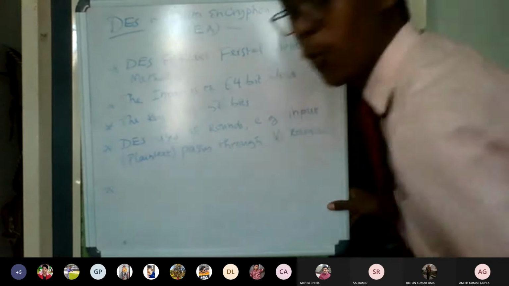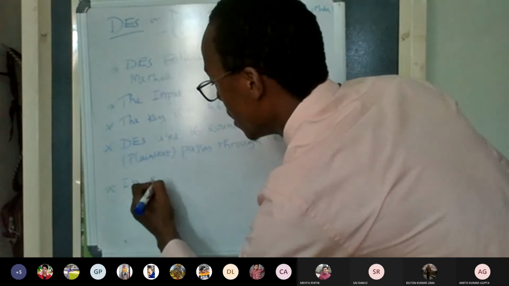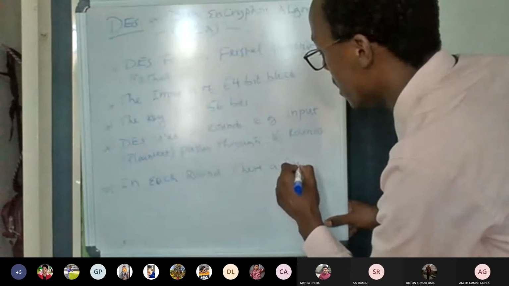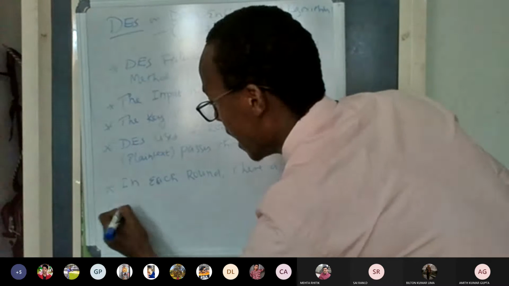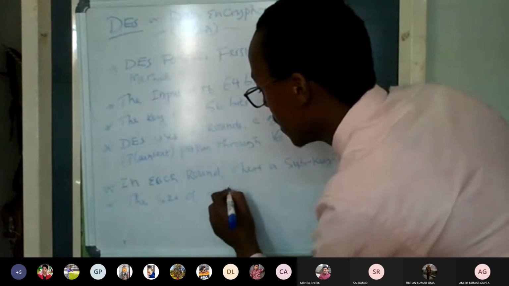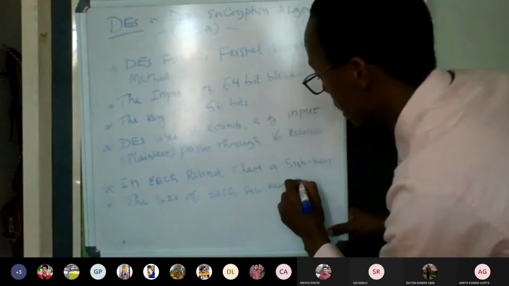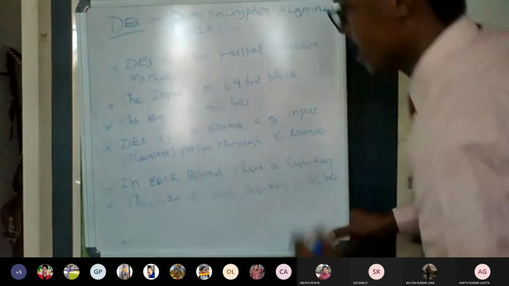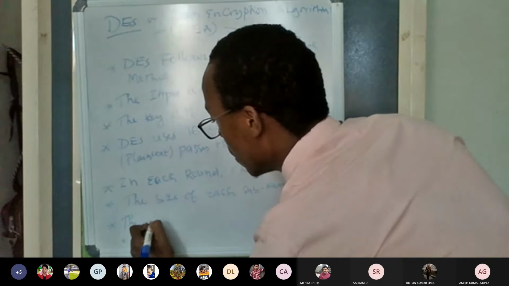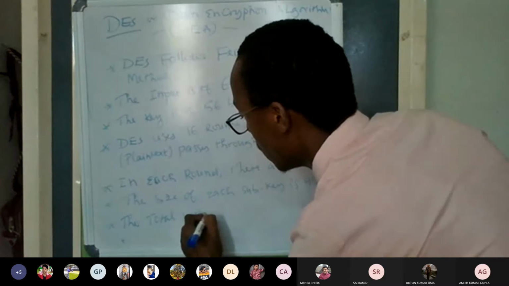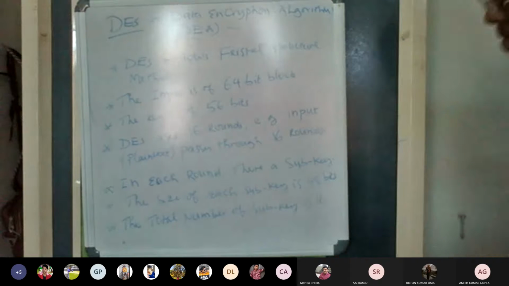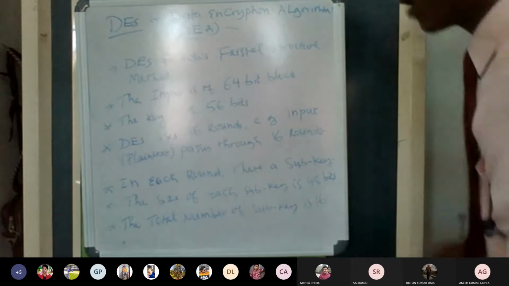And we have confirmed that in each round there is a subkey. The size of each subkey is 48 bits. Every subkey has 48 bits. The total number of subkeys is 16. We have 16 subkeys.